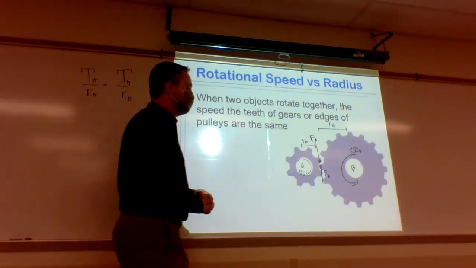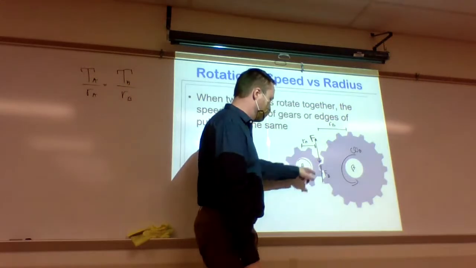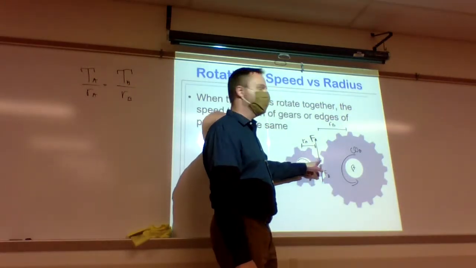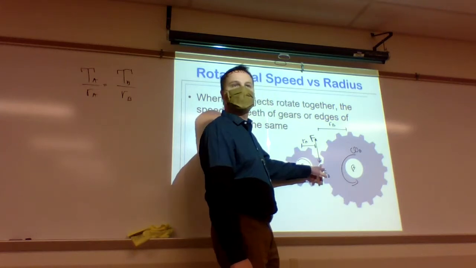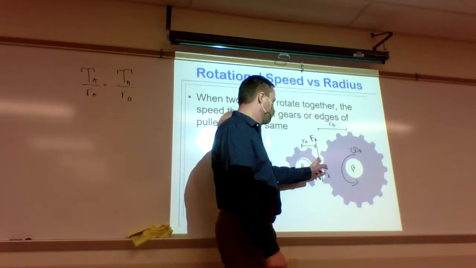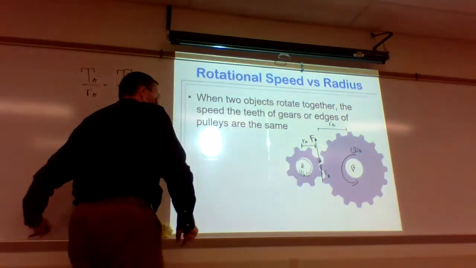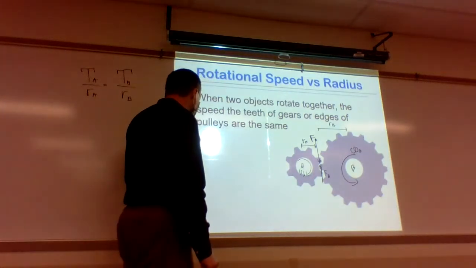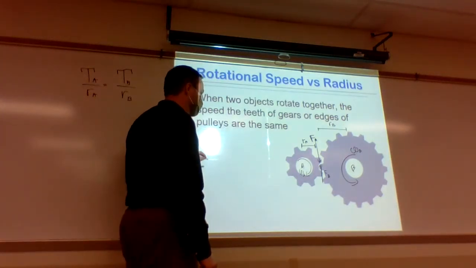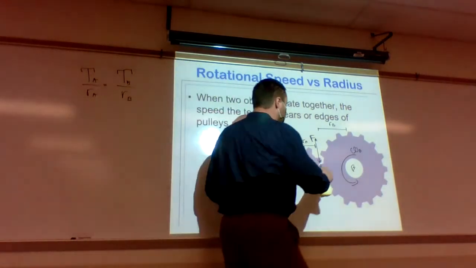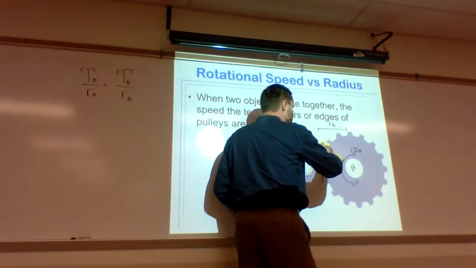So understand that as this one's spinning, again, this gear is not going to pass through, or this tooth is not going to pass through this tooth. They have to be moving at the same speed. So the speed out there at the edge is going to be the same. Now, I'm going to erase the forces here.